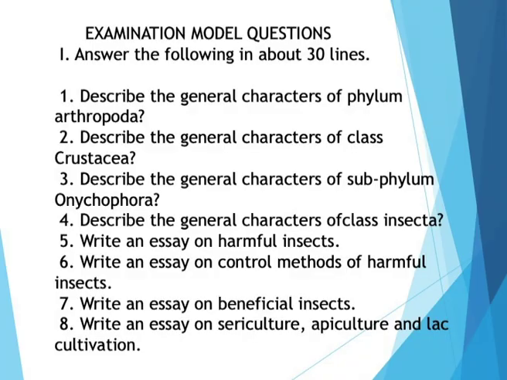Now from this chapter, there are few questions that are frequently asked. Let us look into the examination model questions. Answer the following in about 30 lines. Describe the general characters of phylum Arthropoda. When this question is asked, we can explain all the characteristic features of Arthropoda, what are the animals or what are the insects that are placed in this group.